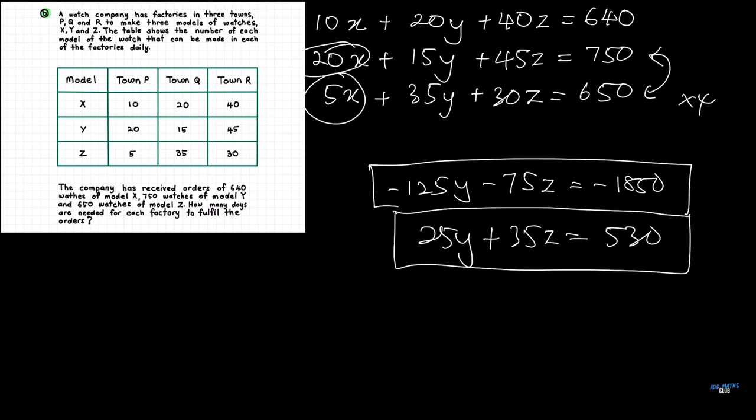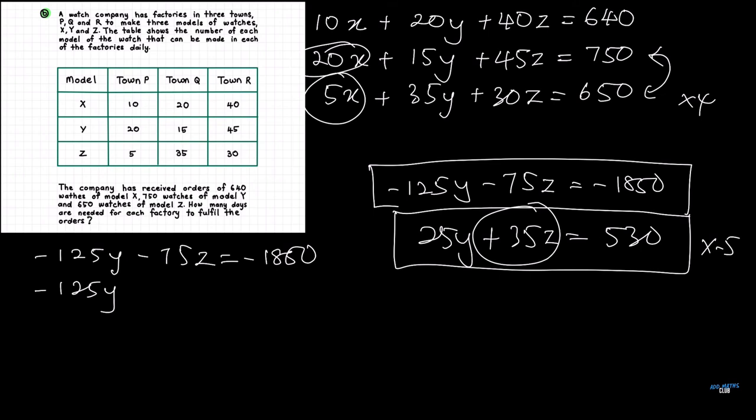So, the first equation is negative 125y minus 75z equals to negative 1850. Kalau saya darab dengan negative 5, what will happen? So, 25 times by negative 5, it will be again same. Negative 125y. And then, 35 darab dengan negative 5. That will be negative 175z. Finally, 530 darab dengan negative 5. That will be negative 2650.